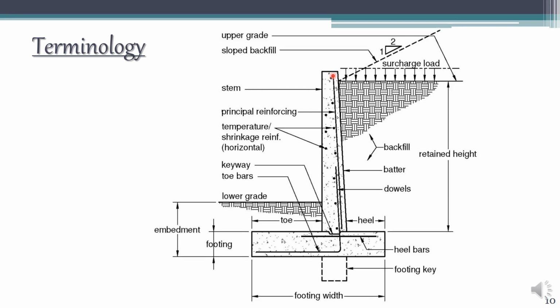One more thing you have to notice is that the stem is actually tapering. That means there is a slope on one side, and this slope is called batter. The stem is tapered in order to achieve economy.